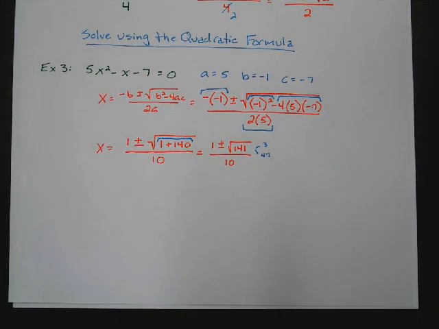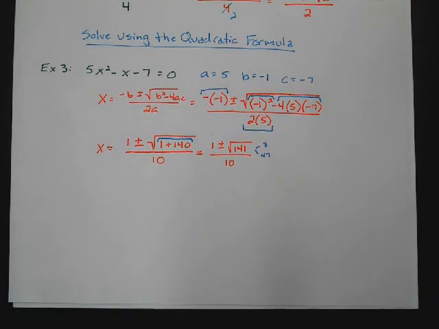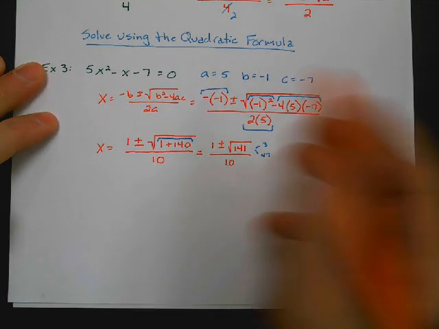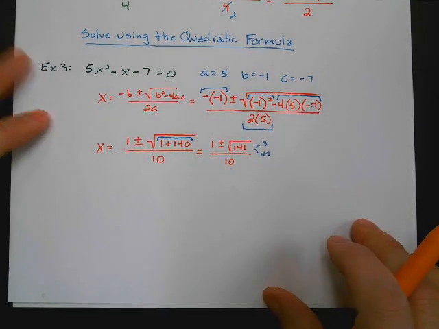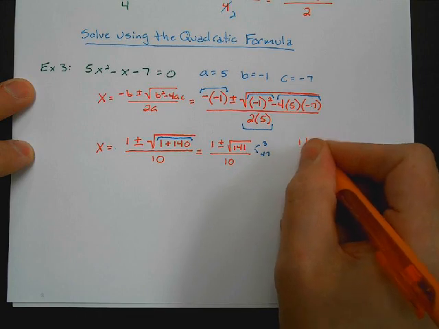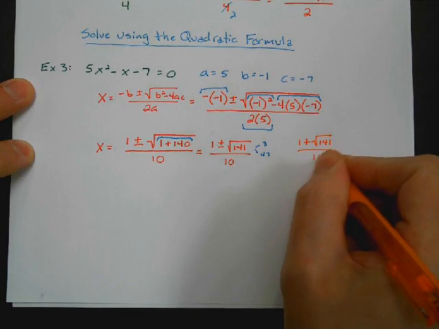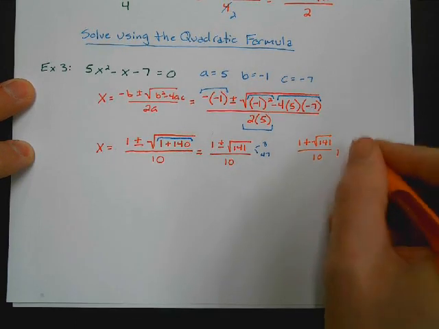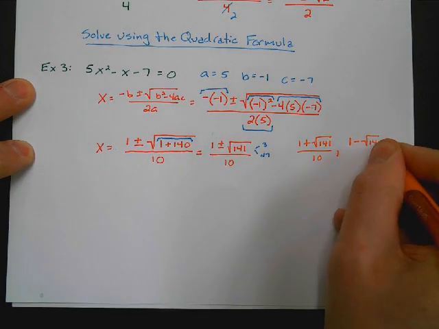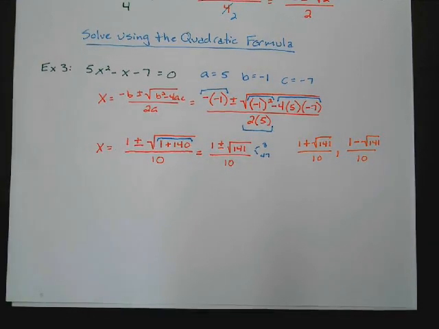That is the answer. Now there's 2 actual answers there. You got to remember that. The 2 actual answers, and you don't have to write this down like when you're doing your homework, but realize what we're doing here is we have 2 answers. One of the answers is 1 plus the square root of 141 over 10. The other answer is 1 minus the square root of 141 over 10. So there's 2 answers there.